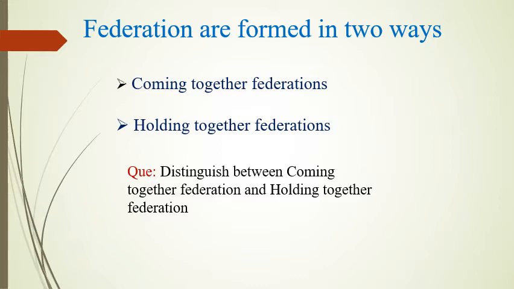Then second, holding together federation. Listen, in the second type, the central government tends to be more powerful than the states. Here, a large country decides to divide its power between the constituent states and the national government. Yes, students, India, Spain, and Belgium are examples of holding together federation.